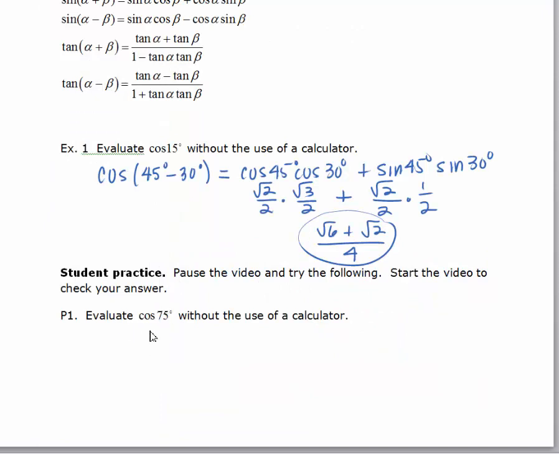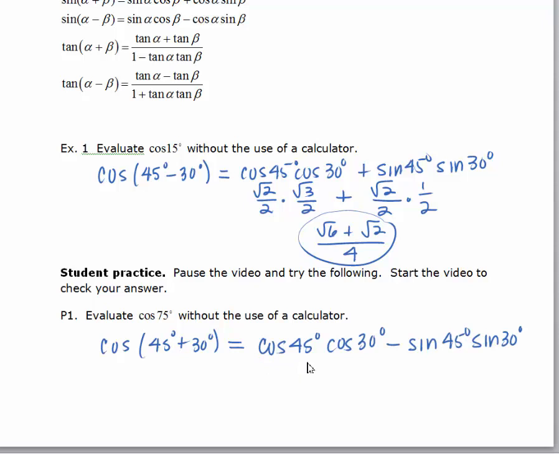I'd like you to pause the video and try to evaluate the cosine of 75 degrees, either using a sum or a difference identity, and then start the video to check your answer. I'm going to rewrite the cosine of 75 as the cosine of 45 degrees plus 30 degrees this time. I'll use the sum formula for cosine. I get the cosine of 45 degrees times the cosine of 30 minus the sine of 45 degrees times the sine of 30. We'll evaluate these individually.